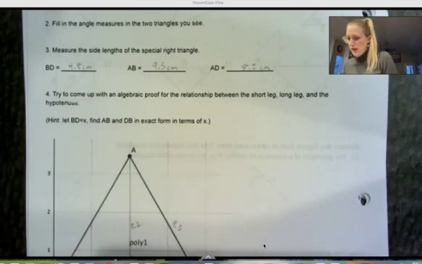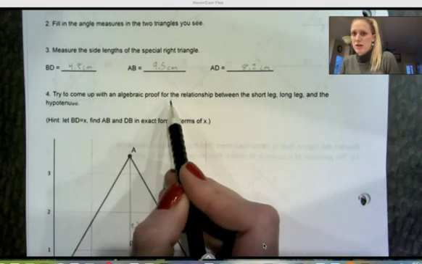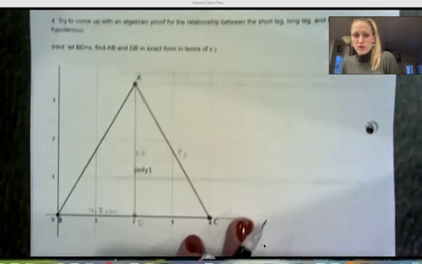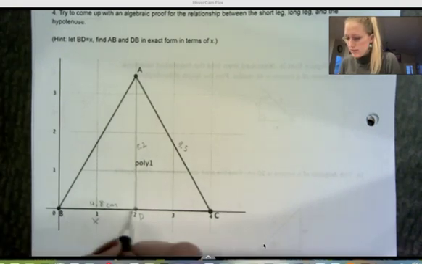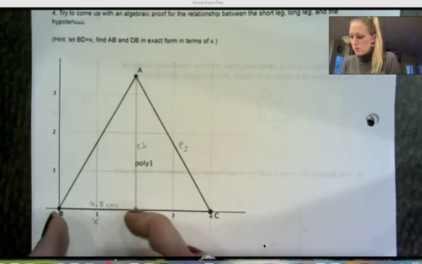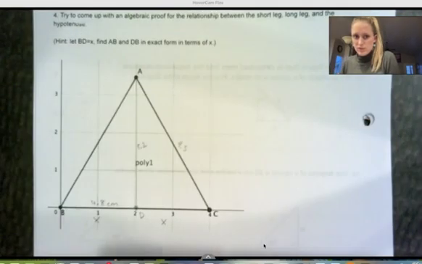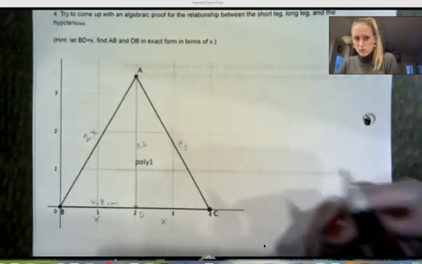Okay, so we're going to try and come up with an algebraic proof between the short leg, the long leg, and the hypotenuse. We're going to let BD be x. So this side is x. Since this is the midpoint, this side is also x. And then these three sides are all the same. So x and x, I could also think about that as 2x.